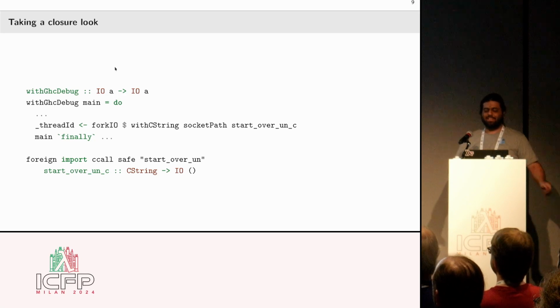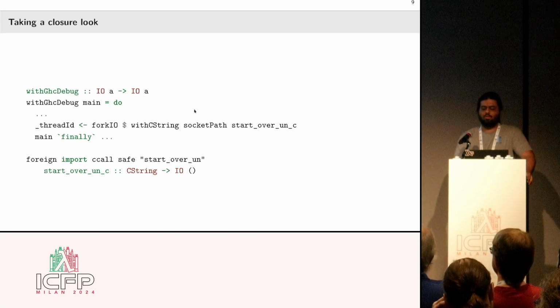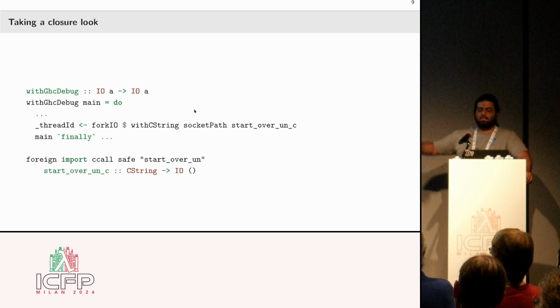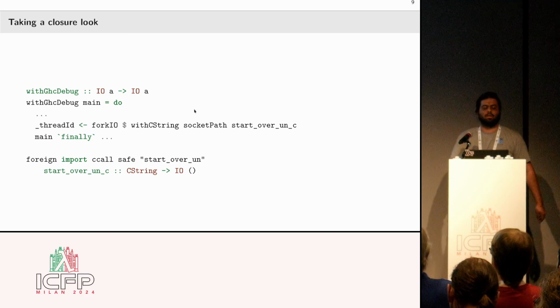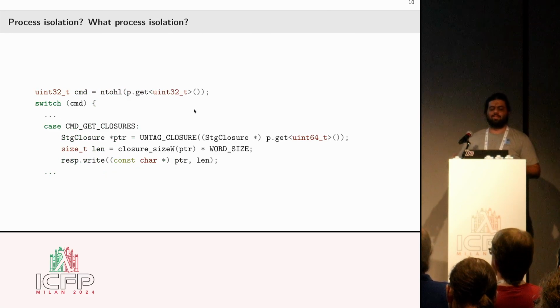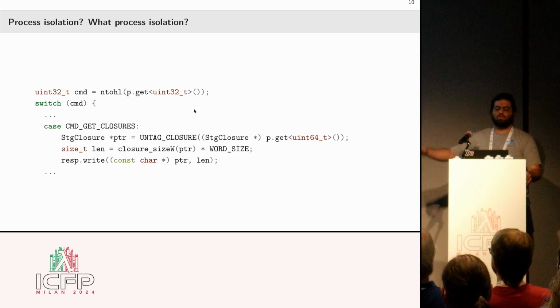So what does this thing do? It calls this foreign function, and this is in some C++ code, and it starts a server over some socket, and finally it runs your main function with some cleanup. Looking closer at what this foreign function does, it starts a server and starts accepting connections on that socket, and once it accepts a connection, it reads an integer from the socket, and this integer corresponds to a command.